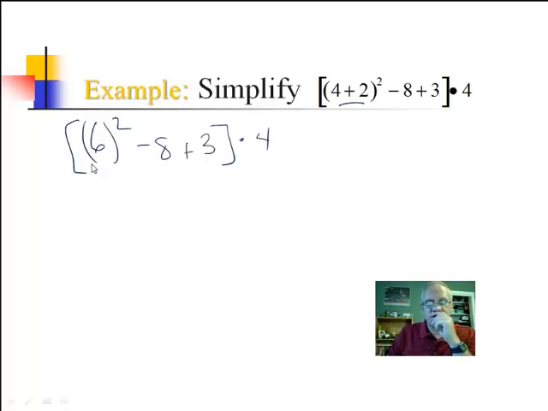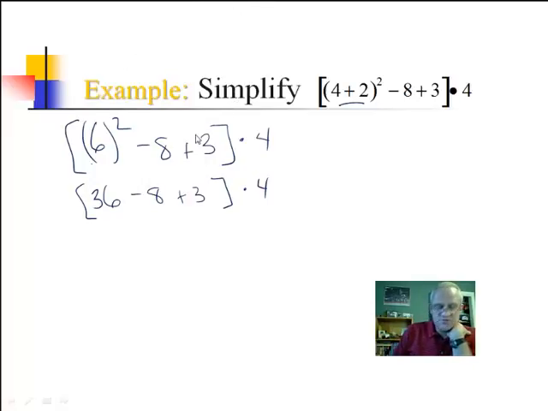Well, what comes next? Okay, remember, please excuse. Excuse is exponents. Well, I look in there, I go, oh, exponent. I've got 6 squared. All right, so what's 6 squared? 6 squared is 36. So that's the next step. Now I have 36 minus 8 plus 3 times 4. Okay, we did exponents. Well, now, once we've done that, I say, well, I still got these brackets here. I still have these brackets that I have to finish up with.